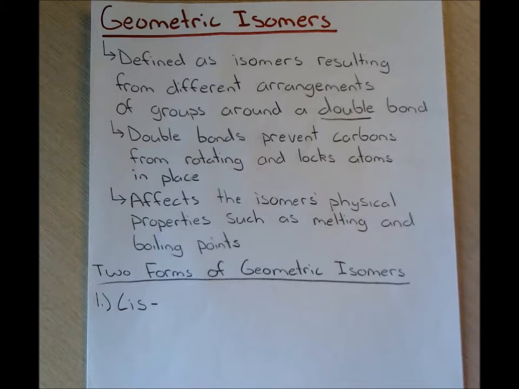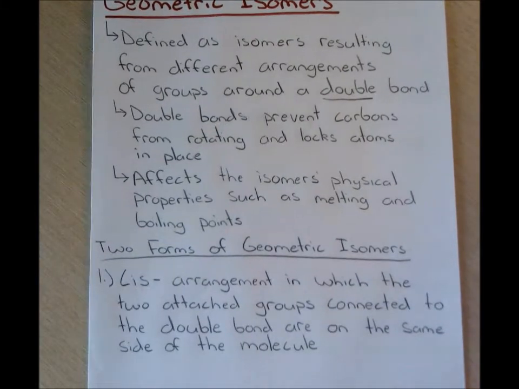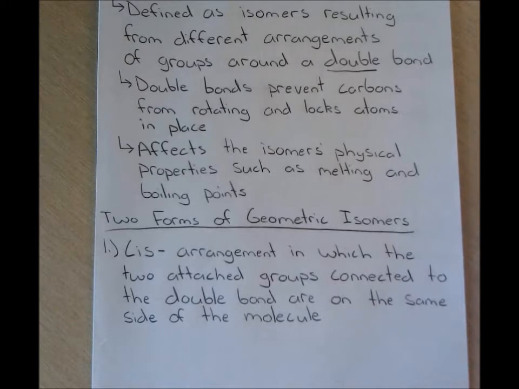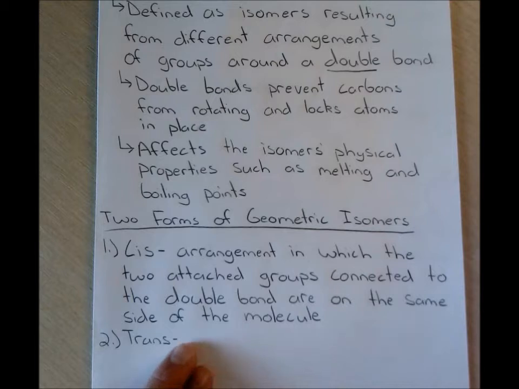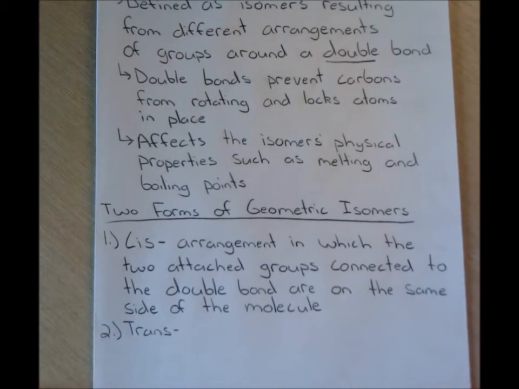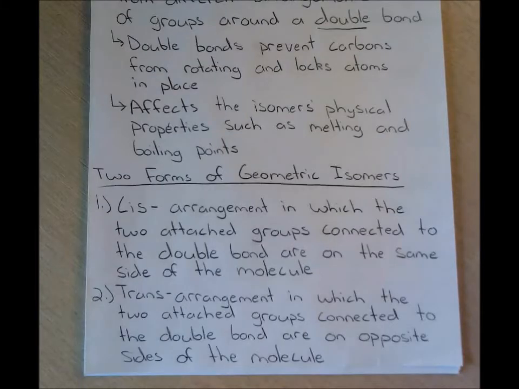And then our other type of geometric isomer is a trans geometric isomer. And in a trans geometric isomer, again, that is a prefix, that's why you see that hyphen there. But in a trans geometric isomer, we have an arrangement in which the two attached groups connected to that double bond are on different sides of the molecule. Again, trans means that those attached groups are on different sides.